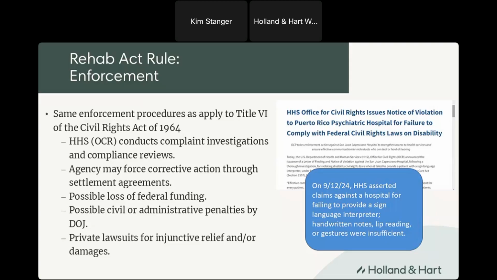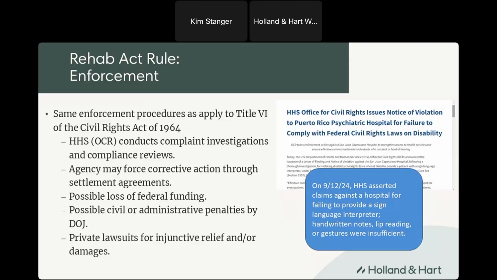The agency may force a corrective action through a settlement agreement. If you fail to agree with that, you may lose your federal funding, and may not be able to participate in those programs. It's possible you could also get hit with administrative penalties by the Department of Justice, and individuals could sue you for injunctive relief or damages, although quite often it's difficult for them to establish damages. But sometimes they'll just want to make a point, and so they'll go ahead and sue you on that.